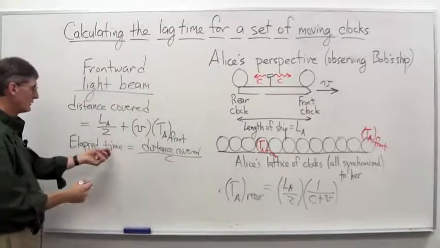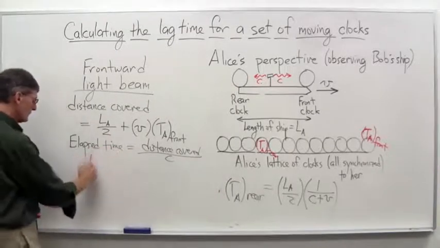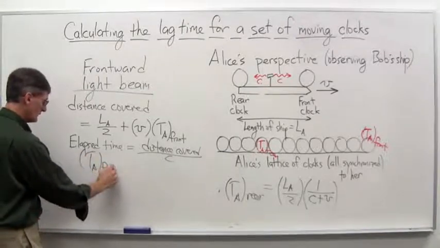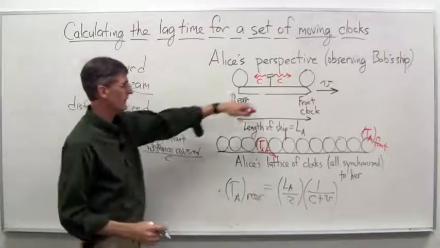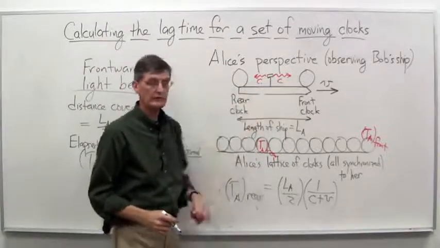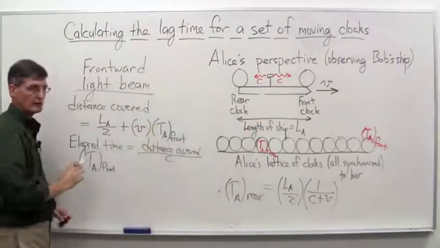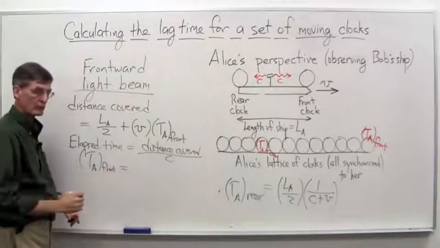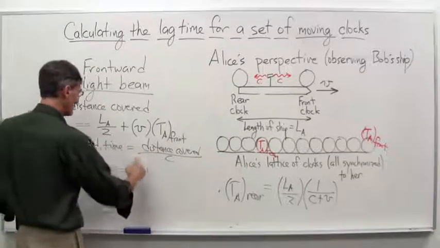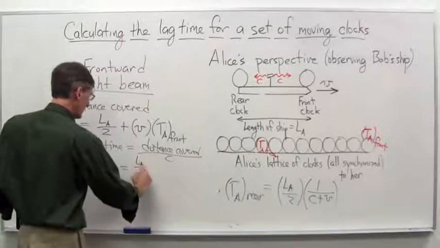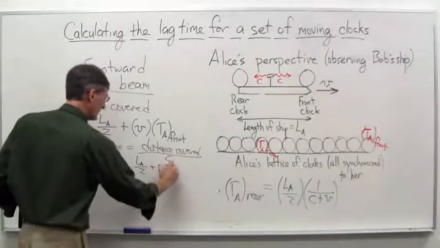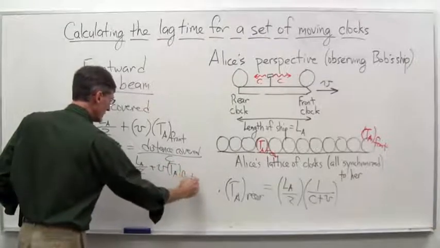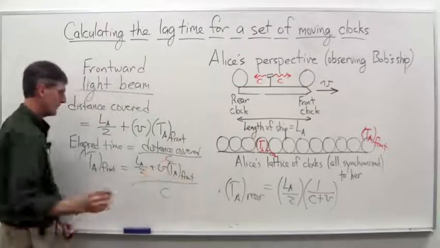And the elapsed time, though, is simply TA front. That's the elapsed time between when the light beam is shot out of here and when it actually reaches the clock. And this is all according to Alice's measurements on her clock. So I get, very similar to before, TA front equals the distance covered, which is LA over 2 plus V T sub A front, all divided by C.